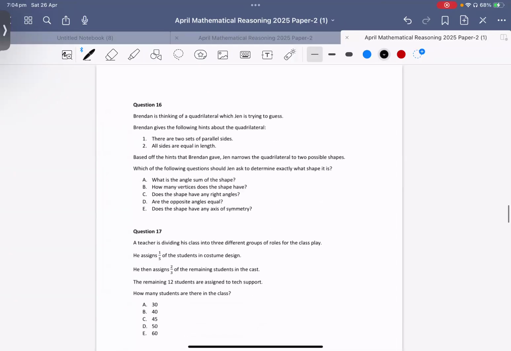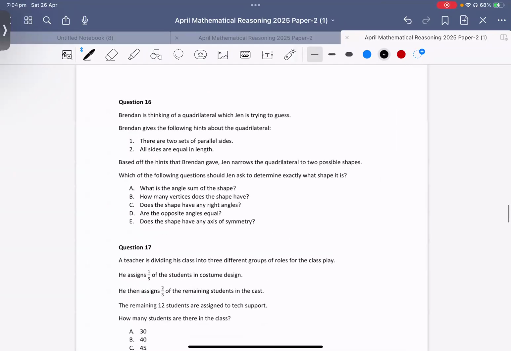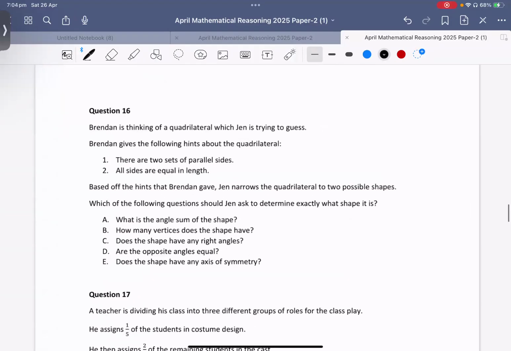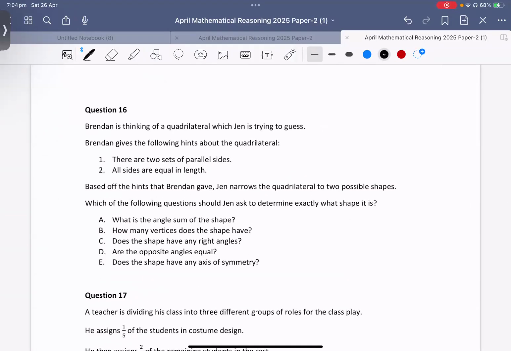Question 16. Brendan is thinking of a quadrilateral, which Jen is trying to guess. Brendan gives the following hints about the quadrilateral: there are two sets of parallel lines, and all sides are equal in length. Can we think of a shape? There are actually two shapes that have all sides equal in length. The first one is a square, right? And another one that also has two sets of parallel lines is a rhombus, right? So it's either a square or a rhombus.